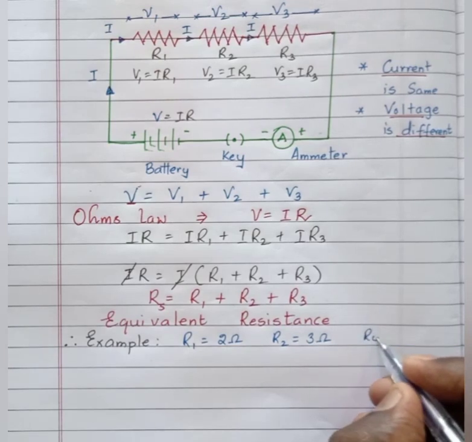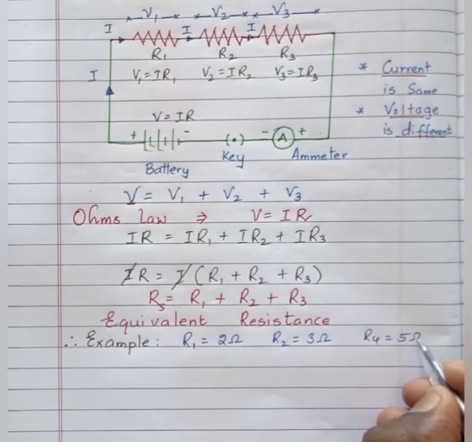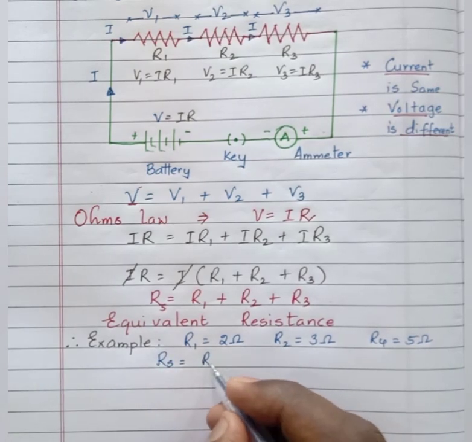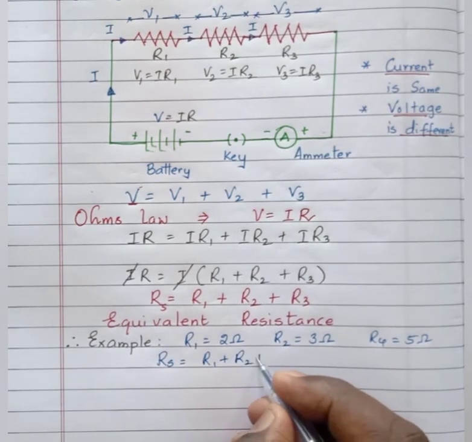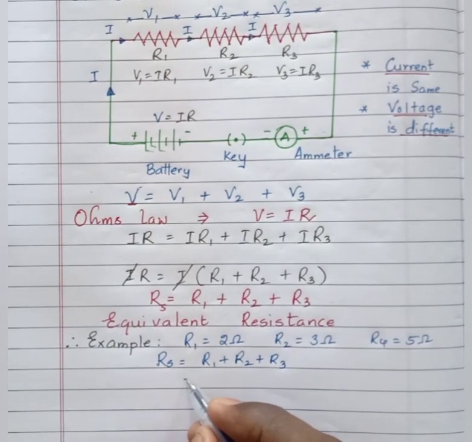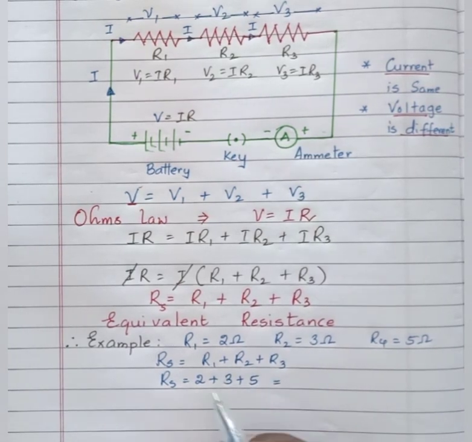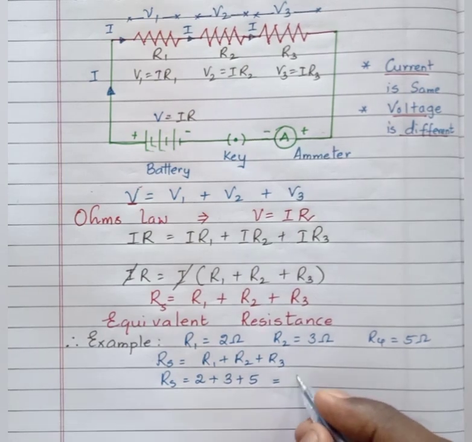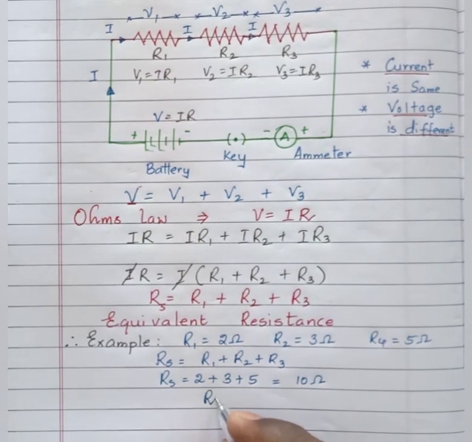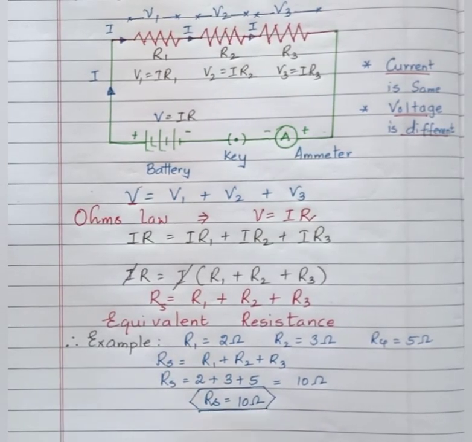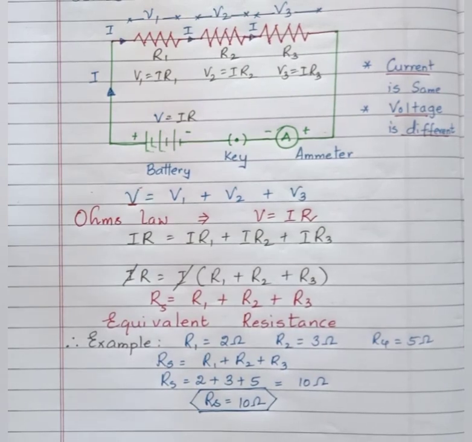Consider an example where R1 equals 2 ohm, R2 equals 3 ohm and R3 equals 5 ohm. Now the total resistance Rs equals R1 plus R2 plus R3, that is Rs equals 2 plus 3 plus 5. What we get is 10 ohms. The total resistance of the circuit is 10 ohm. This is how you calculate the total resistance of the circuit when connected in series.